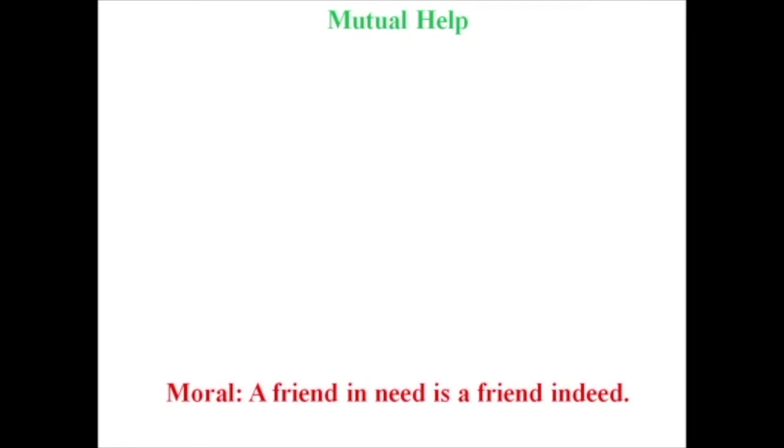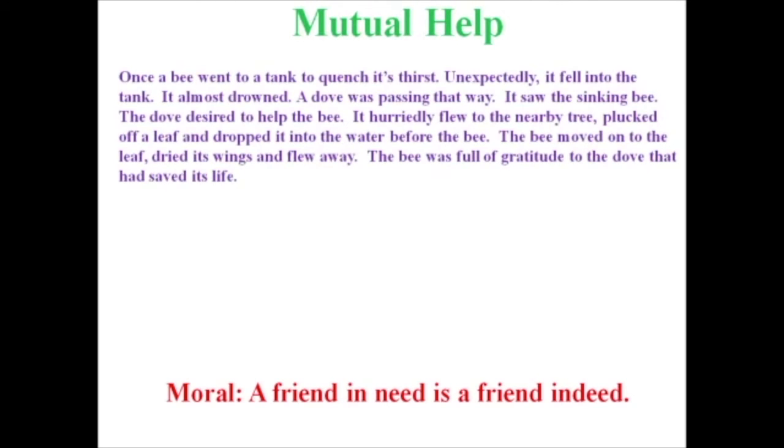Now let's see how we build the paragraphs. In the first paragraph, you generally start the story with, once a bee went to a tank to quench its thirst, and unexpectedly it fell into the tank. So automatically you create a climax there. Use words like "unexpectedly" to create that shocking environment in the story. People who are reading will suddenly imagine that unexpectedly this bee has fallen into the tank, and you can imagine it's almost drowned.